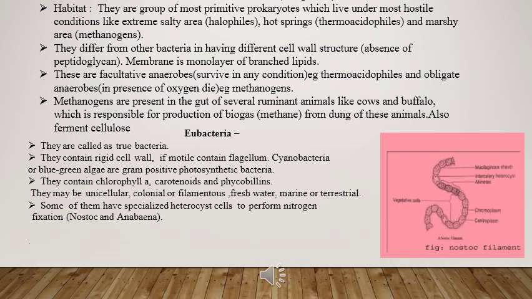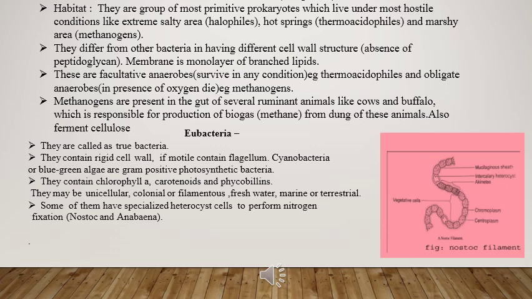So let's start with the first group, archaebacteria. These are also known as living fossils. These are the primitive prokaryotes that live in any condition, like extreme salty conditions. Such bacteria are known as halophiles. In hot springs, these are known as thermoacidophiles, and in marshy areas, these are known as methanogens.